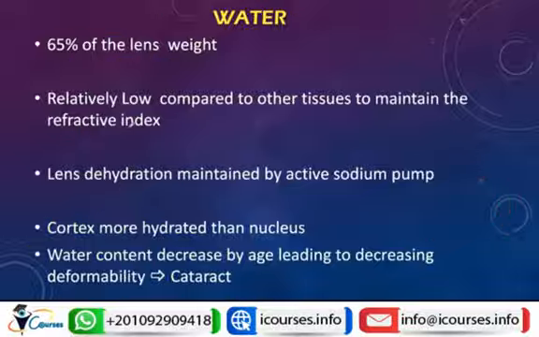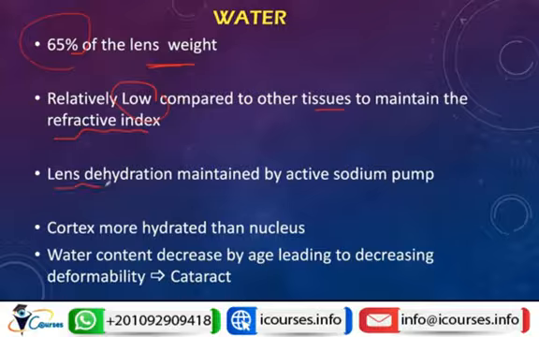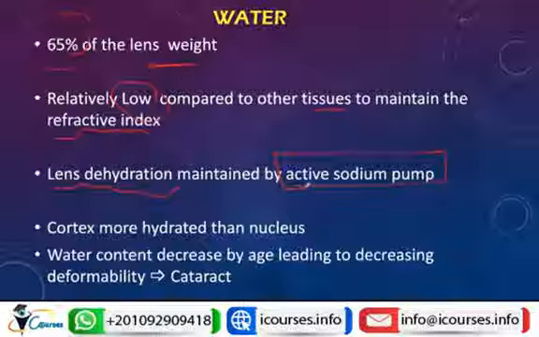So let's start with water. Water makes about 65% of the lens weight. As I told you, it is relatively low compared to the other tissues, and this is important to maintain the refractive index and the lens transparency. Lens dehydration is caused by the active sodium pump. Same as the cornea, the sodium potassium pump plays a major role here to maintain lens transparency by pumping out the excess water.